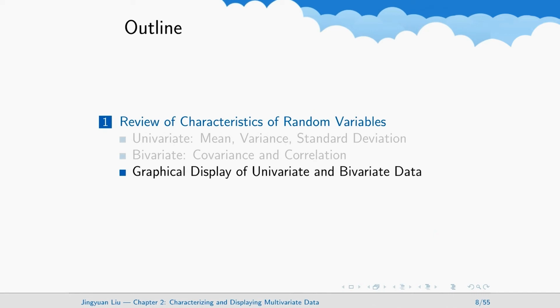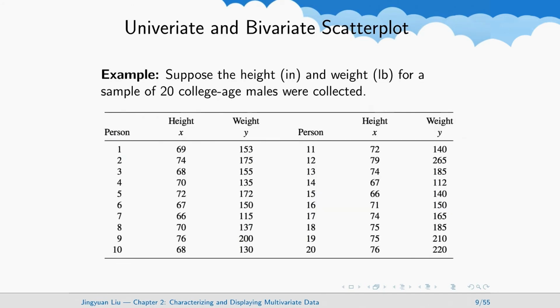The last piece is about graphical display, how to intuitively visualize univariate variables and bivariate variables. As an example, let's consider the data set of height in inches and weight in pounds for a sample of 20 college-age males. In this table, you can see that for each person we have two-dimensional measurements, height and weight. How do we visualize such a data set?